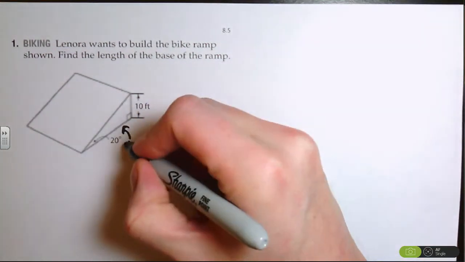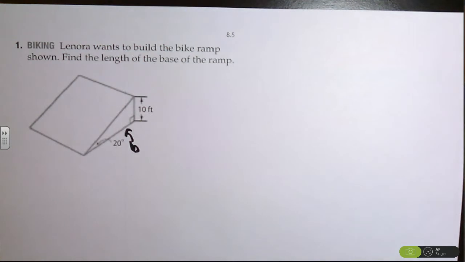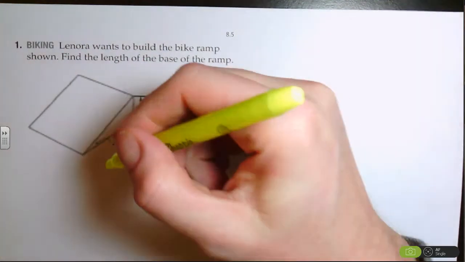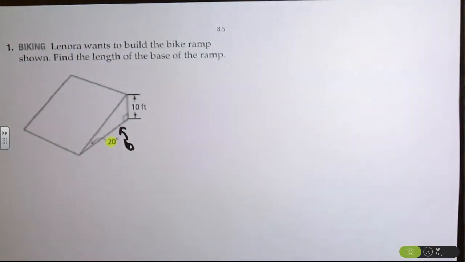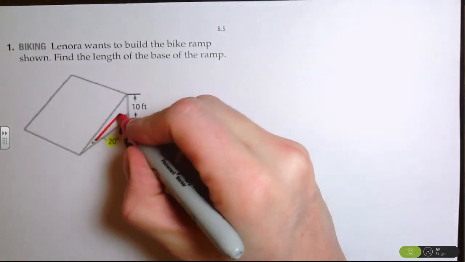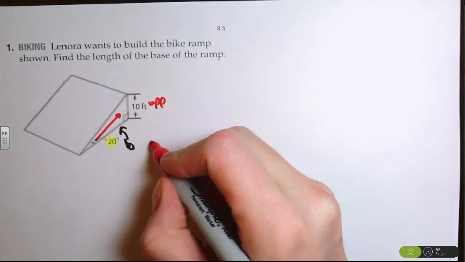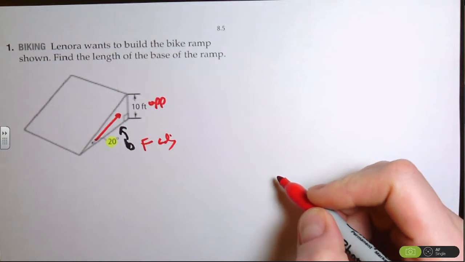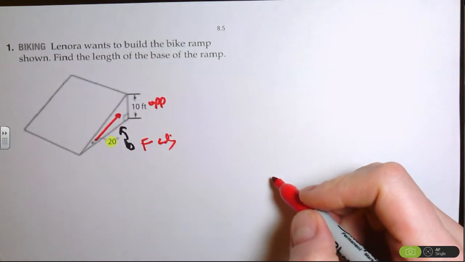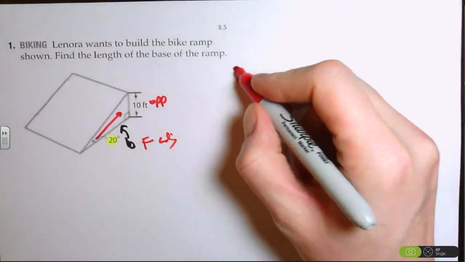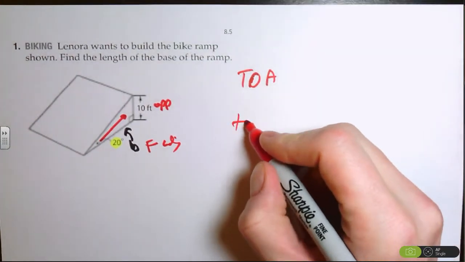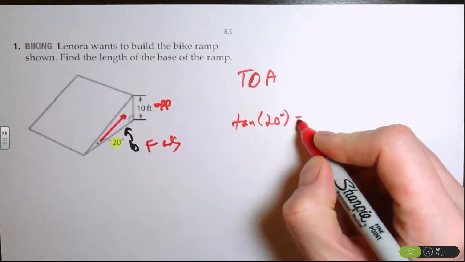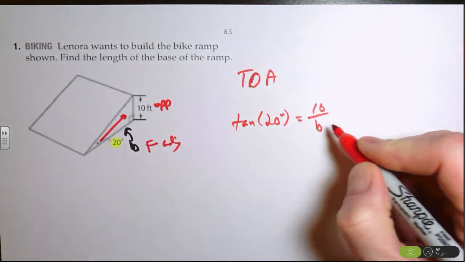So what we have to identify is, hey, I've got the 20-degree angle. Looking at the drawing, I have this side across from it, which is the opposite, and this side here I'm looking for is the adjacent. So I'm looking at opposite and adjacent. That's tangent, because tangent is opposite over adjacent. So the tangent of 20 degrees is 10 over, we'll call it b.